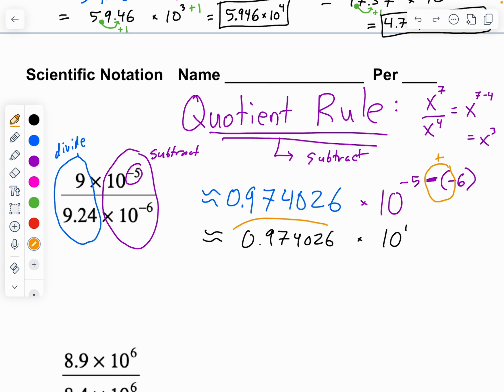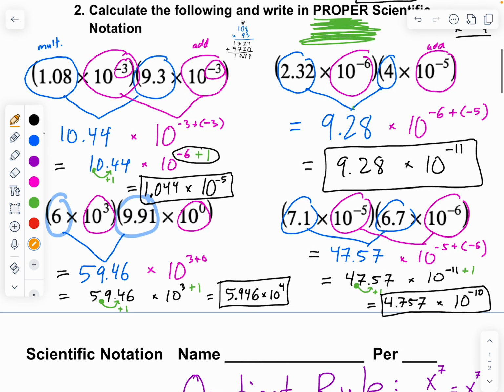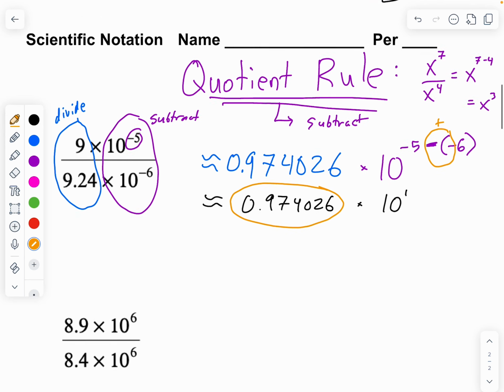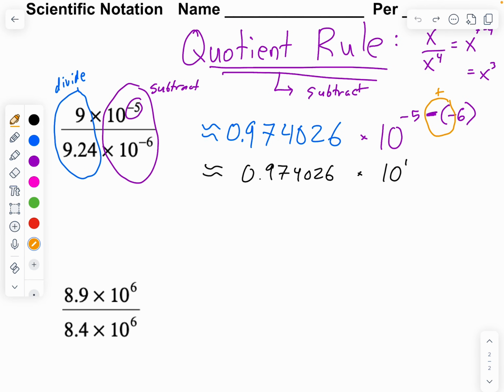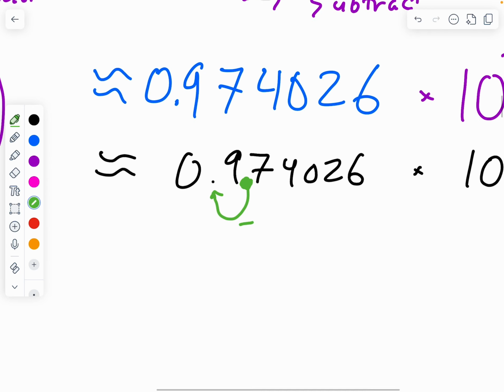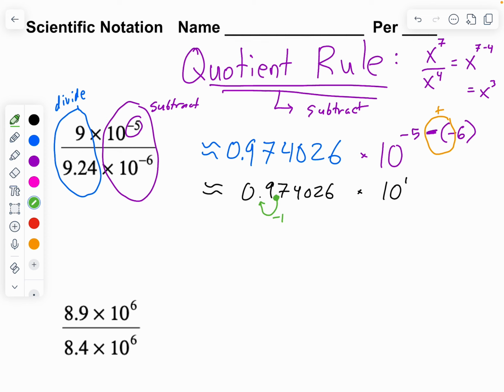Is that a proper number? No. To make it proper, the decimal needs to be here. How do I make it go there? The trick is to go back to where it was on the number line. This is a -1. If you're going left, it's -1.